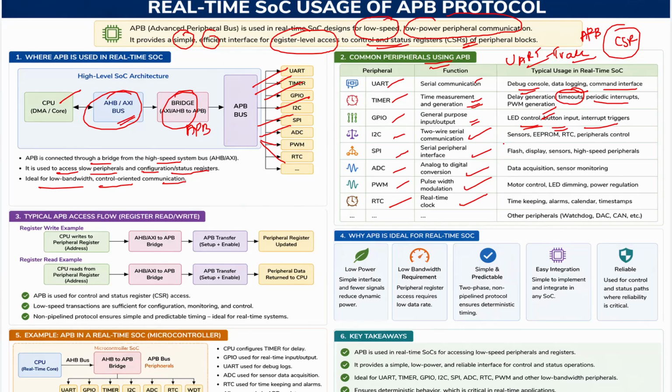I2C, I told you, is a serial communication protocol. It is used for short-distance intra-board communication, like sensors, EEPROM, and then real-time clocks and peripheral controls. All these things are connected through I2C.